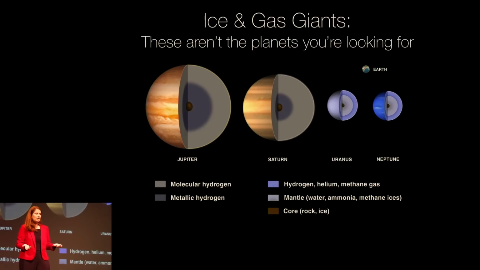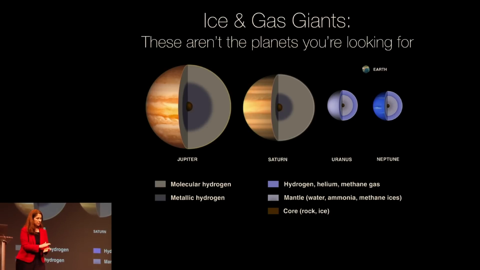So you're not looking for hydrogen and helium because you can't build complex chains out of just hydrogen and helium. You're not going to be able to build up complexity, although it's important. You need the stuff that rocks are made out of. So we're looking for rocky planets, and those are not the ice and gas giants.